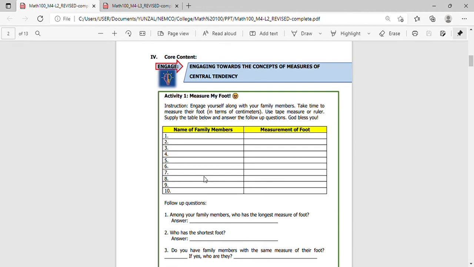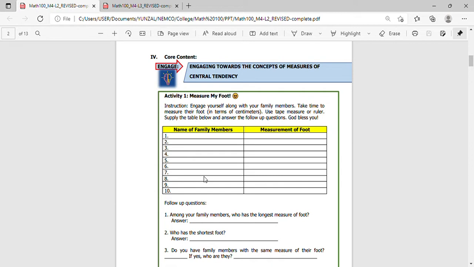So for the engaged part, this is about the concepts of measures of central tendency. We have here activity number 1, Measure My Foot. The instruction is for you to engage yourself along with your family members. Take time to measure their foot in terms of centimeters. You will be using a tape measure or ruler, and you will supply the table below and answer the follow-up questions.